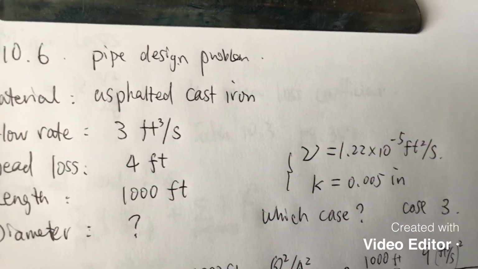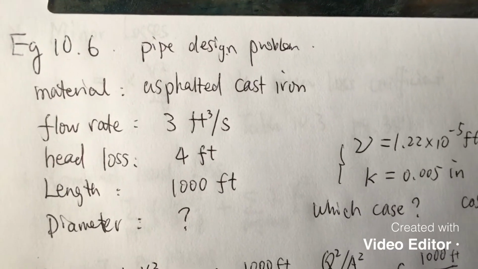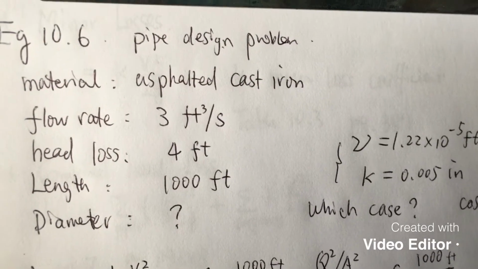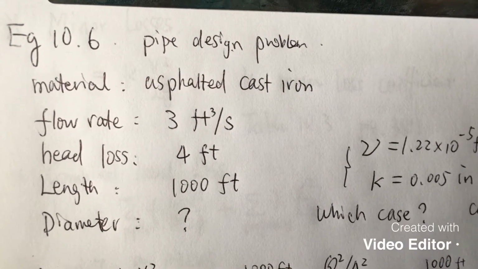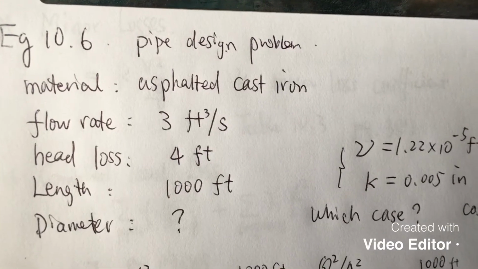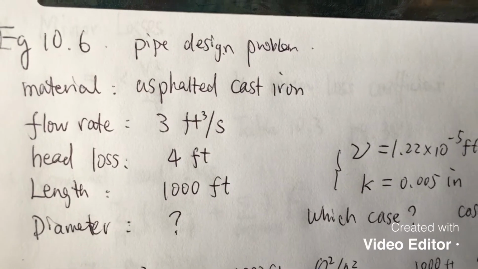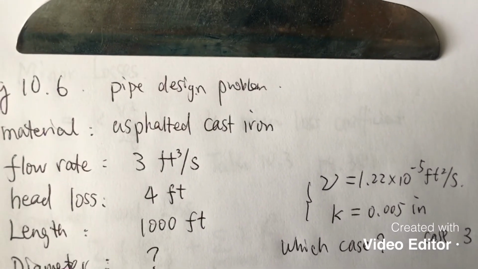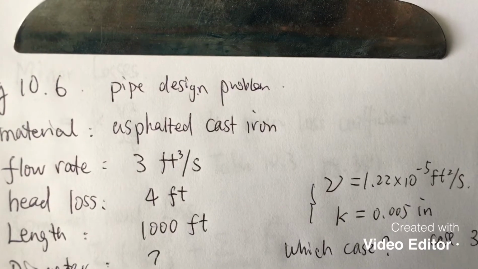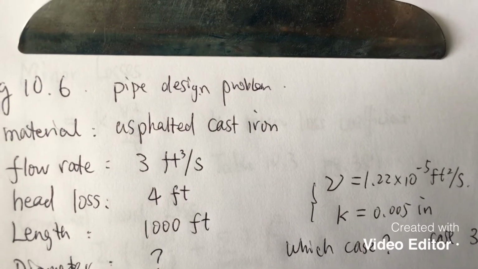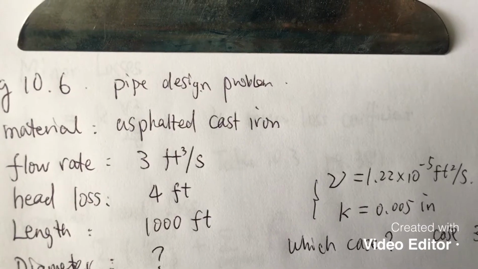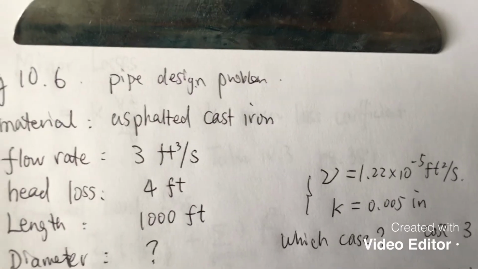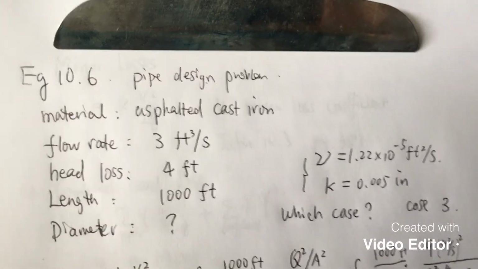So what is the diameter? You design the piping system for this case, to have the flow rate 3 cubic feet per second, a head loss of 4 feet, and 1,000 feet long. What should be the diameter? It's a very practical design problem. The viscosity is given as 1.22 times 10 to the negative 5 feet squared per second. For the asphalted cast iron, the surface roughness K is 0.005 inch. So what is the diameter? That's the problem.